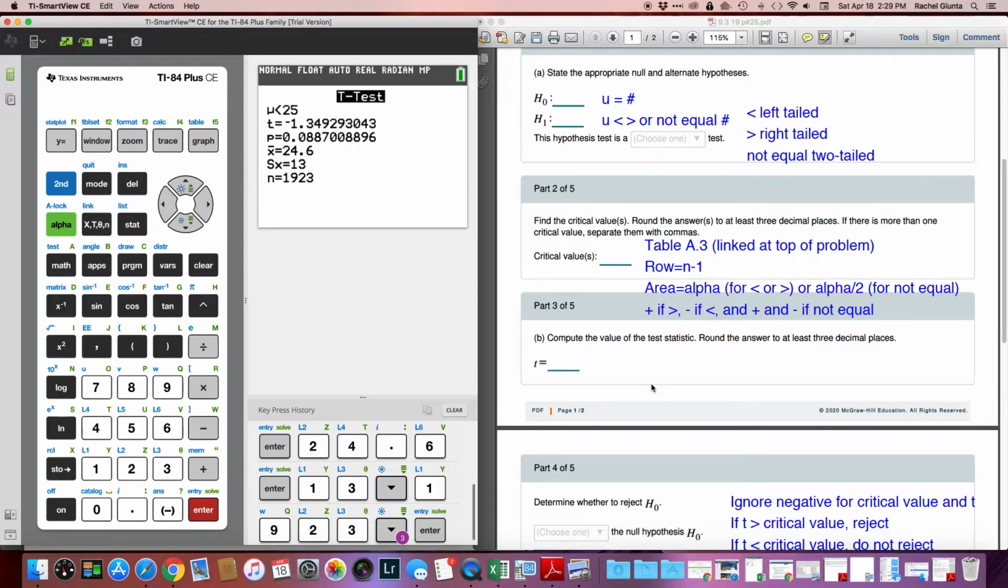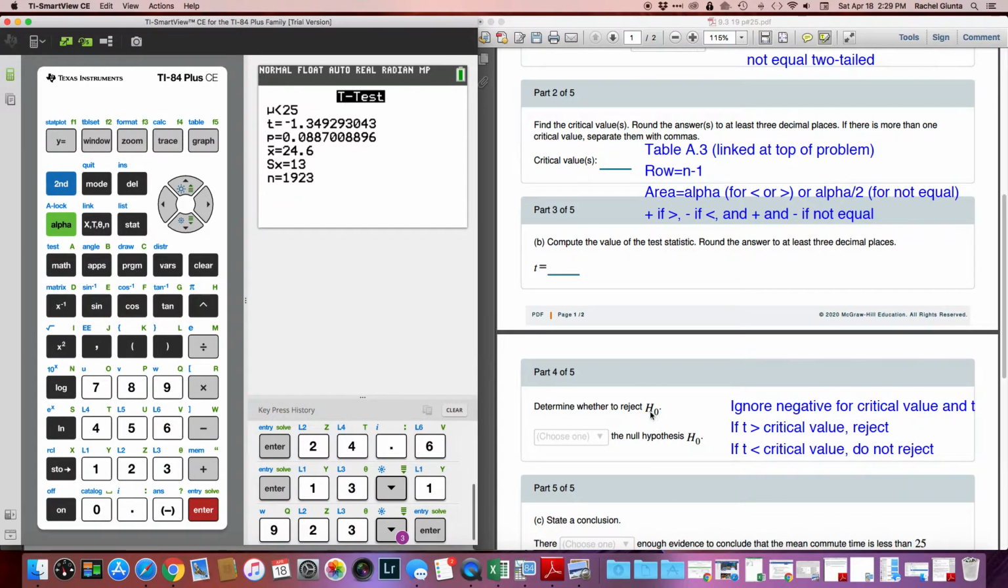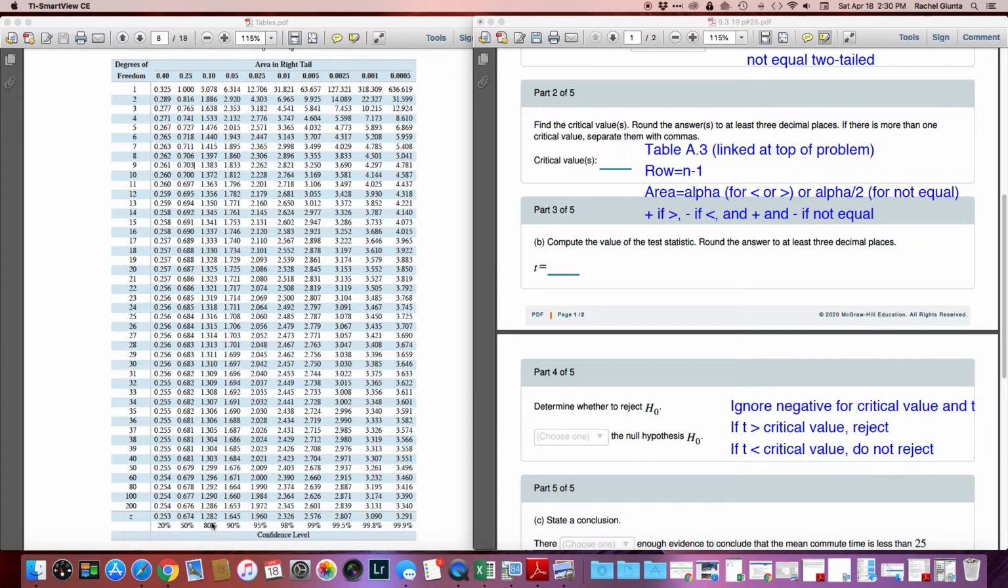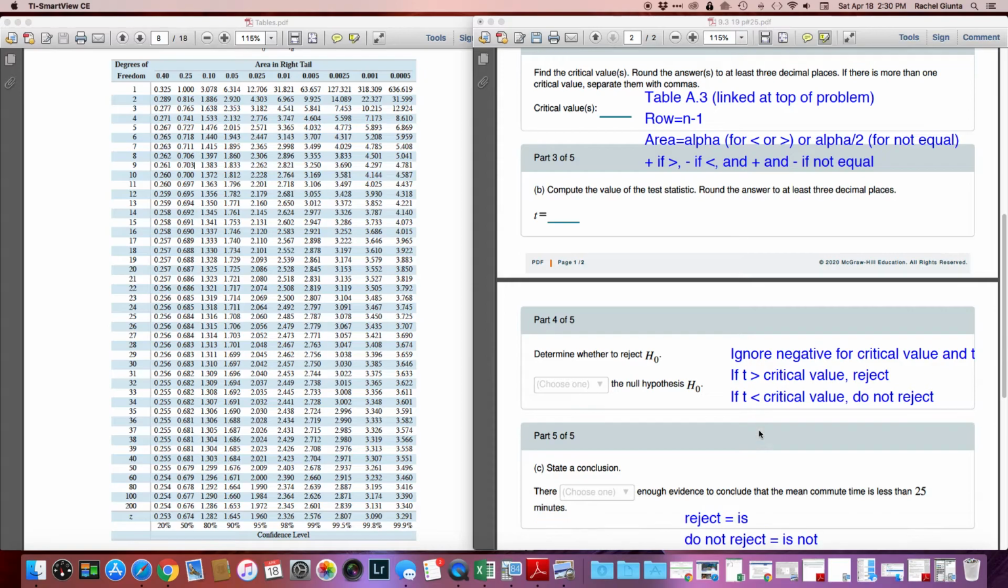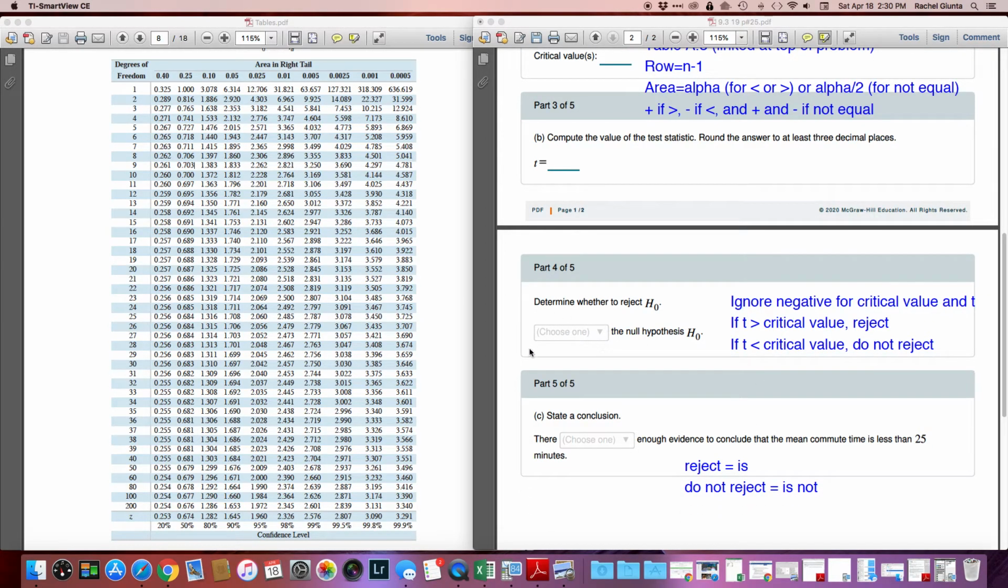And then when it comes to asking you whether to reject H0, if the T that you calculate from part 3 is more than the critical value from part 2, then you reject. But if they're both negative, then you ignore the negative sign. So in this case, it's negative 1.349, and we're comparing that to the critical value, which was negative 1.282. So when we're ignoring the negative signs, 1.3 something is bigger than 1.2 something. T is greater, so we reject. And then for the conclusion, like always, anytime you say reject here, then you say there is enough evidence to conclude.